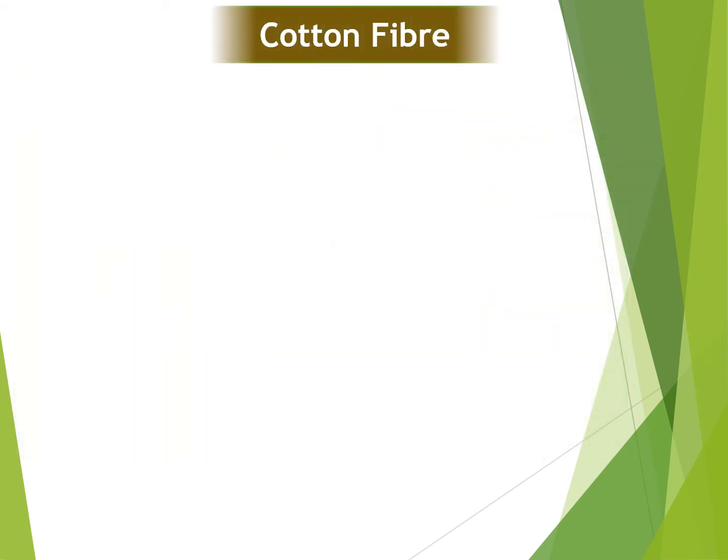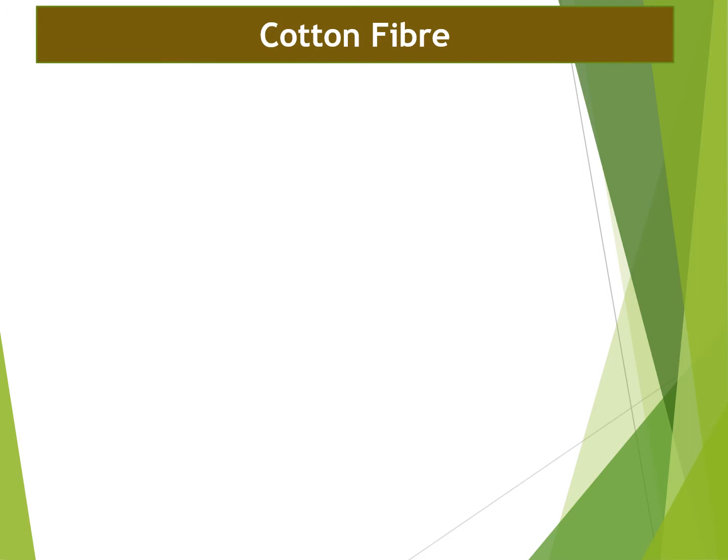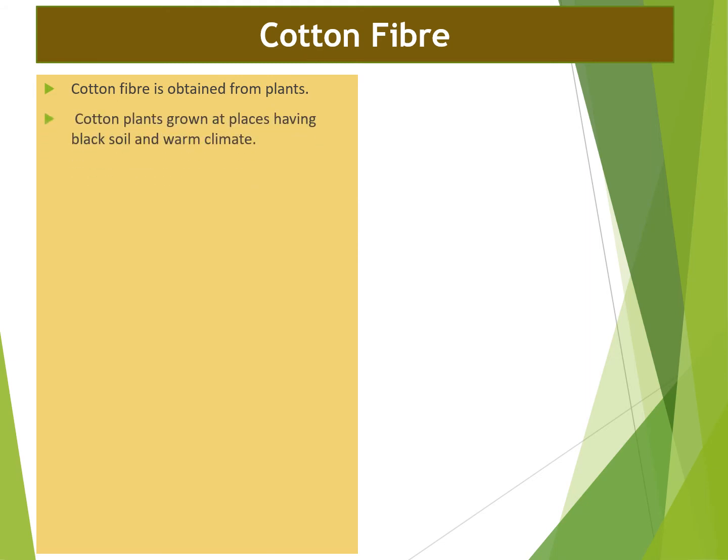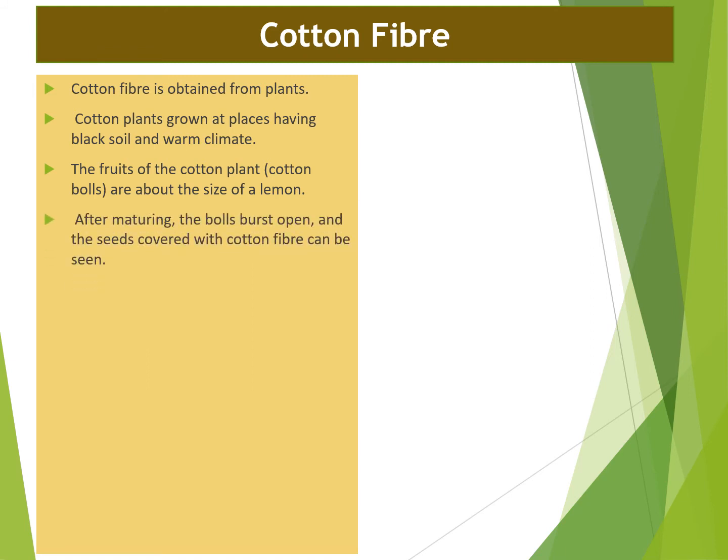We will understand what cotton fiber is. The cotton fiber is generally obtained from cotton plants, grown at different places having black soil and warm climate. The fruits of the cotton plant are about the size of a lemon, and after maturing the balls burst open, and the seeds covered with the cotton fiber can be seen.